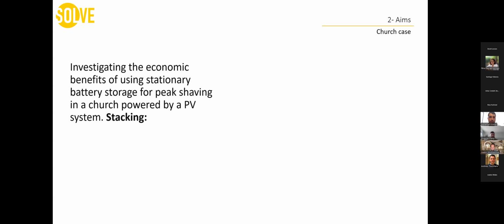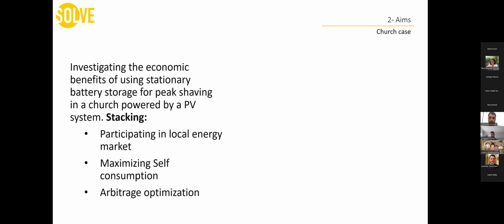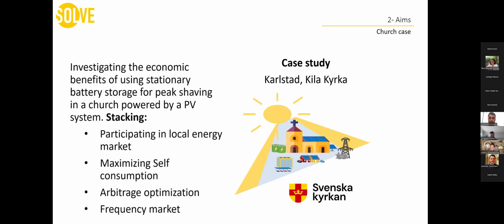Another aim was to see, for a commercial load like the Church of Sweden, whether operating this battery storage for peak shaving, in addition to adding some flexibility on the local energy market and maximizing self-consumption, as well as arbitrage and the frequency market, so using all possible operations, would be worthwhile. We had a case study from Karlstad, Kil church. The goal I also want to mention is that the Church of Sweden put some goals for 2030 to achieve sustainability. So this was one of the aims, to investigate the installation of battery storage in the church.